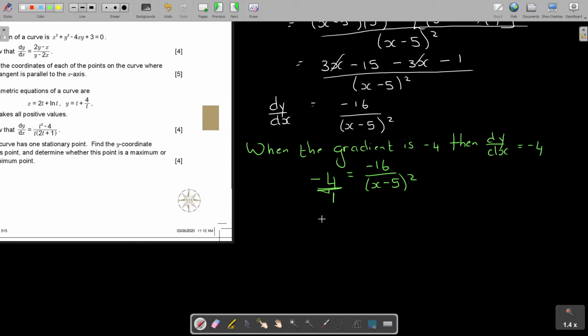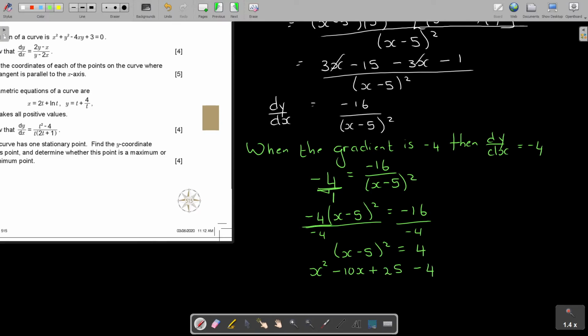So basically, put this over 1, and then -4 times (x minus 5) squared equals -16. I divide by -4, divide by -4. So x minus 5 squared is equal to 4. Okay, and now I'm going to simplify this. Now I must multiply out. So it's x squared, then multiply with each other, multiply by 2, so negative 10x. And negative 5 squared, so plus 25. Minus that 4, and that is equal to 0.